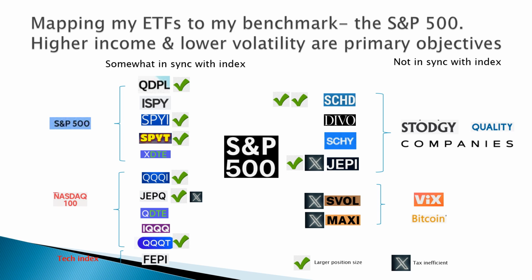So the check marks tell you where I'm going to be building up large positions. The X's tell you the tax inefficient ones. So those are the ones I only try to hold in IRA accounts: JEPQ, JEPI, SWAL, and MAXI. All the others either are providing a very high return of capital, like QDPL, SPYT, etc., or qualified dividends, as in the case of SCHD and SC.